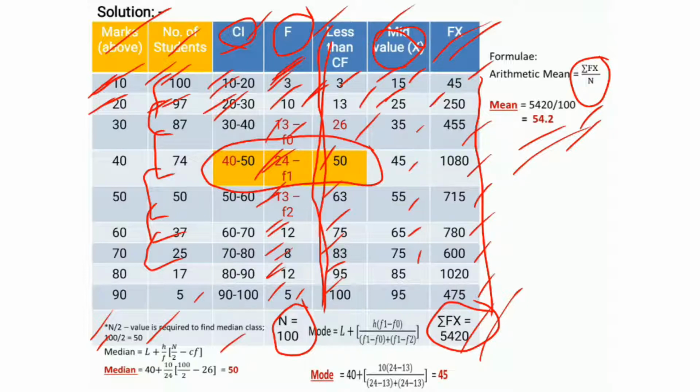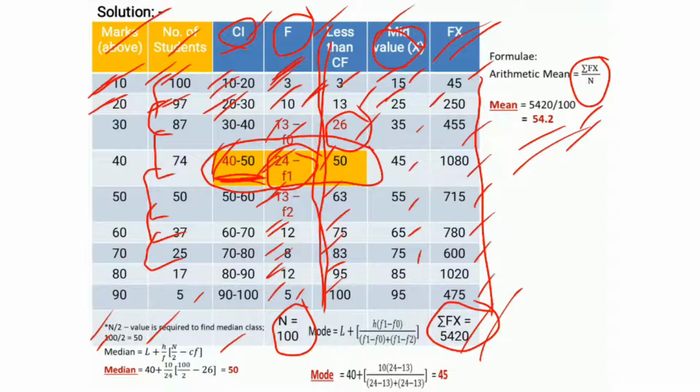Median equals L, which is 40, the lower limit of the median class. The lower limit of the median class is 40, plus H, the width, the difference between the median class 40 to 50, which is 10. 10 divided by the frequency of that median class, 24, into 100 by 2.